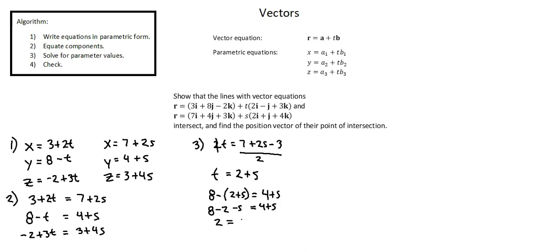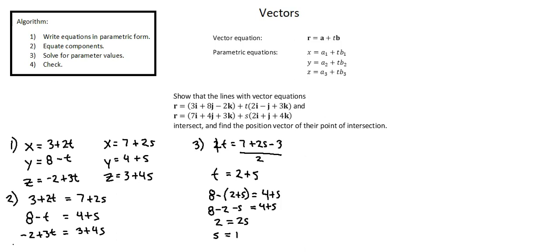Equals, we have negative s on the left. We'll add s to both sides. We end up with 2 equals 2s, simplifying, s equals 1. We can now solve for t by replacing s with 1 in either of the two equations that we selected to work with, the first two equations in step 2.